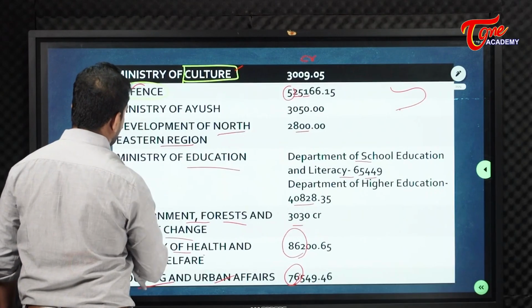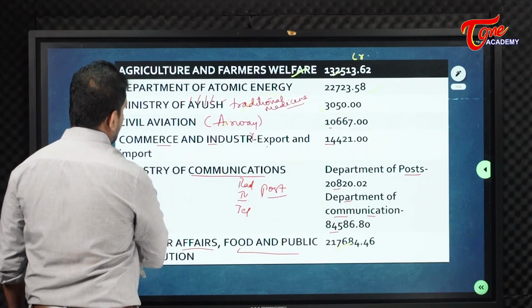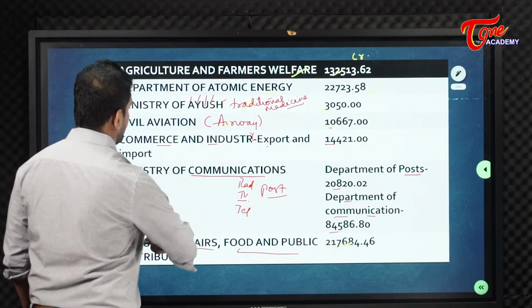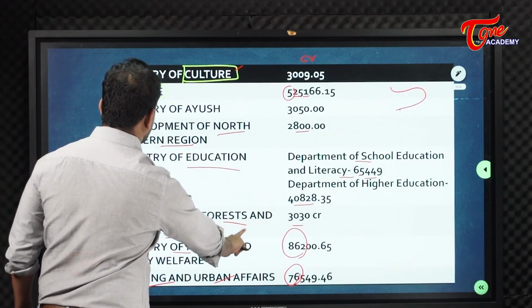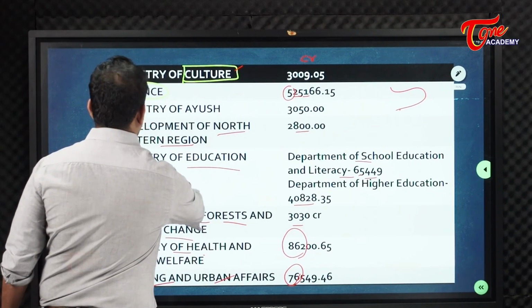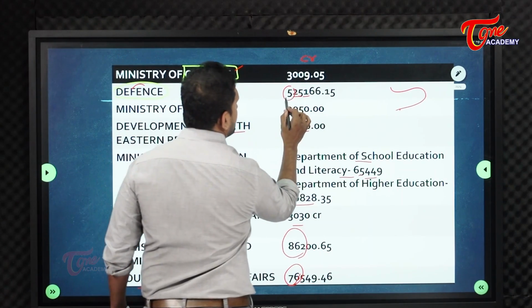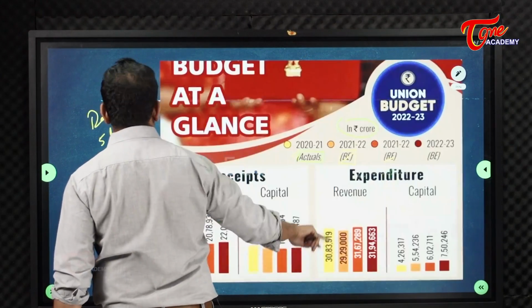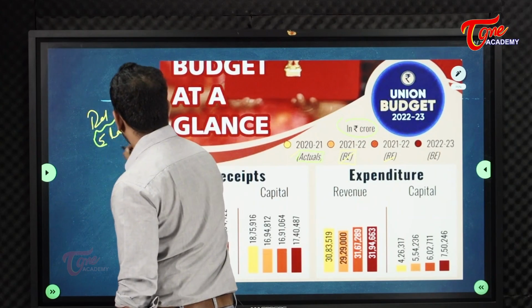Okay, I will just get to that. Where is it? Okay, so we have it here. Wait for a second, I'll just show you that defense budget. Okay, 5 lakh crore. 5 lakh 25,000 crore, right? Absolutely. So Nirmala madam has said that for defense 5 lakh crore budget will be allocated.